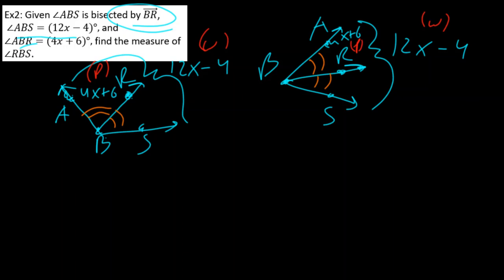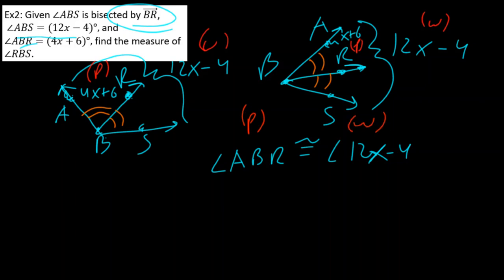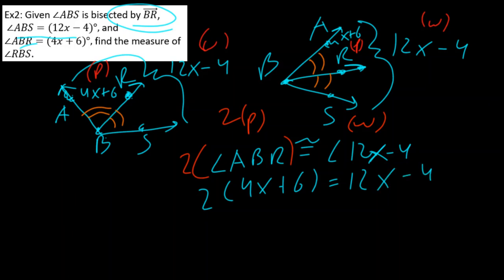And let's then go ahead and set up our equality statement. We're literally saying that angle ABR is congruent to angle 12x minus 4. And I'm asking you, is that a true or false statement? Is it true to say that a part is equal to a whole? And of course, the answer is no. We know that we need two parts, in this case, to equal our whole. Okay, so we're going to multiply that angle ABR by 2, and that, of course, looks like this. 2 times 4x plus 6 is equal to 12x minus 4.